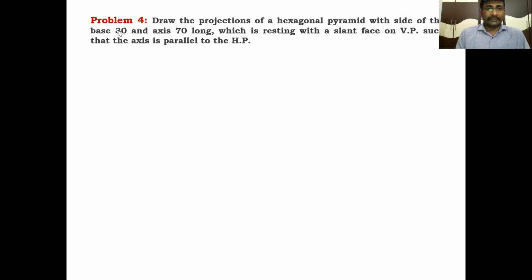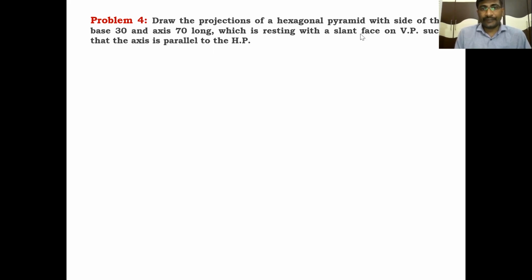The base edge is 30 mm and the axis 70 mm long, which is resting with a slant face. The slant face is a triangular face on VP. The slant face must touch the VP such that the axis is parallel to the HP. So the axis must be positioned parallel to the HP.